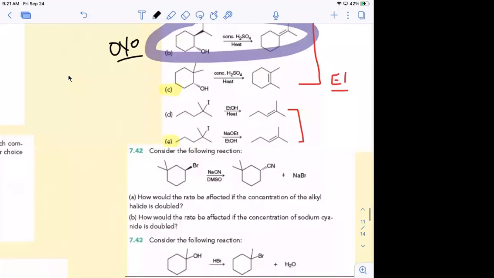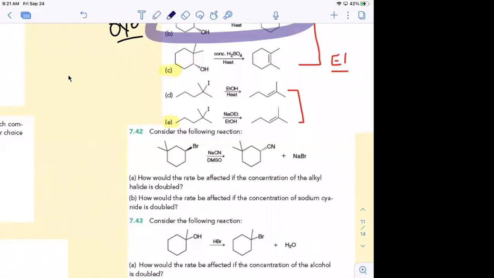All right, let's go ahead and do E. Let me cut it out and drop it down below.